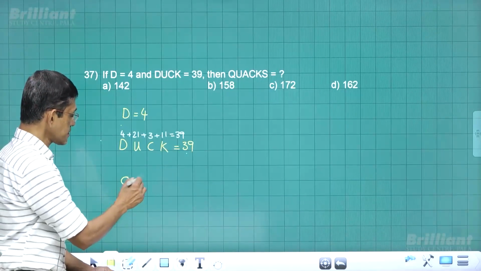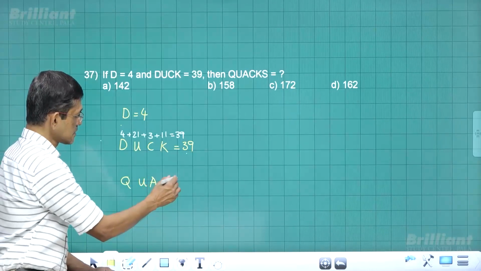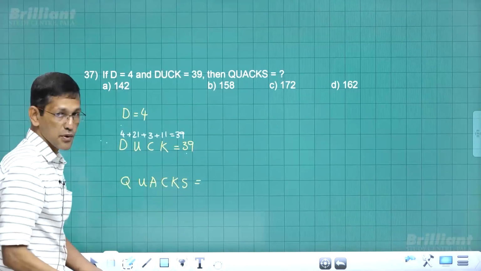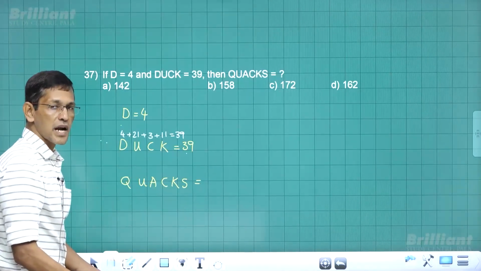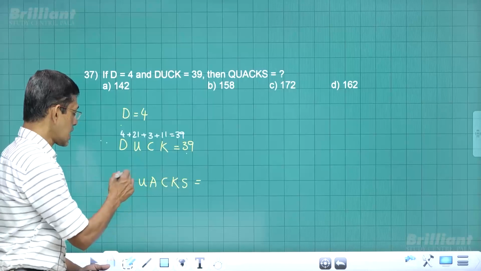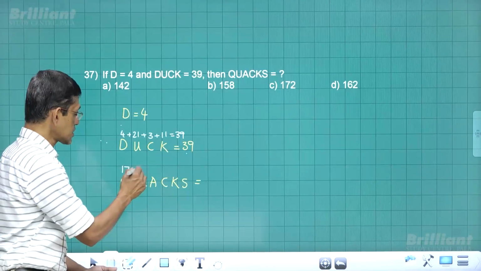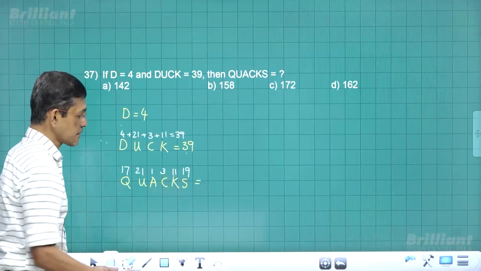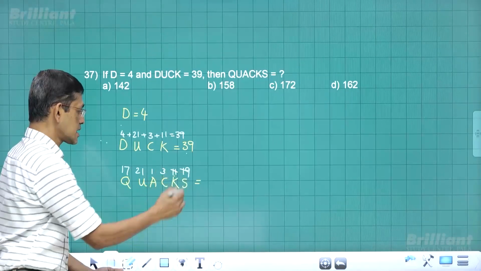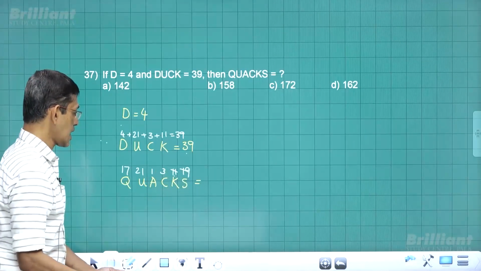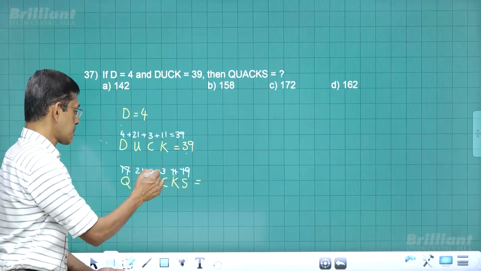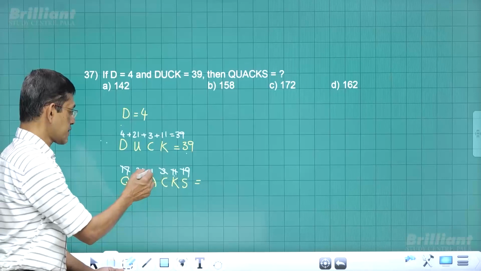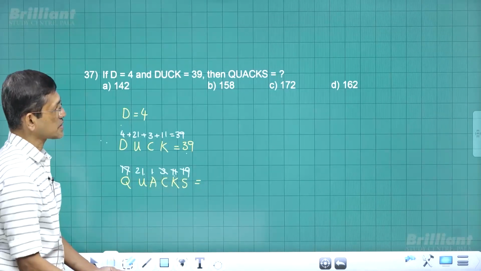So let's try that. Quacks. First of all, mark the position values. This is one of the important things. You have to have a solid idea about these position values anytime you deal with this kind of question. So 17, 21, 1, 3, 11, and 19. 19 plus 11 is 30. Then 17 plus 3 is 20. So 30 plus 20 is 50. Then we have 22. 50 plus 22 is 72.